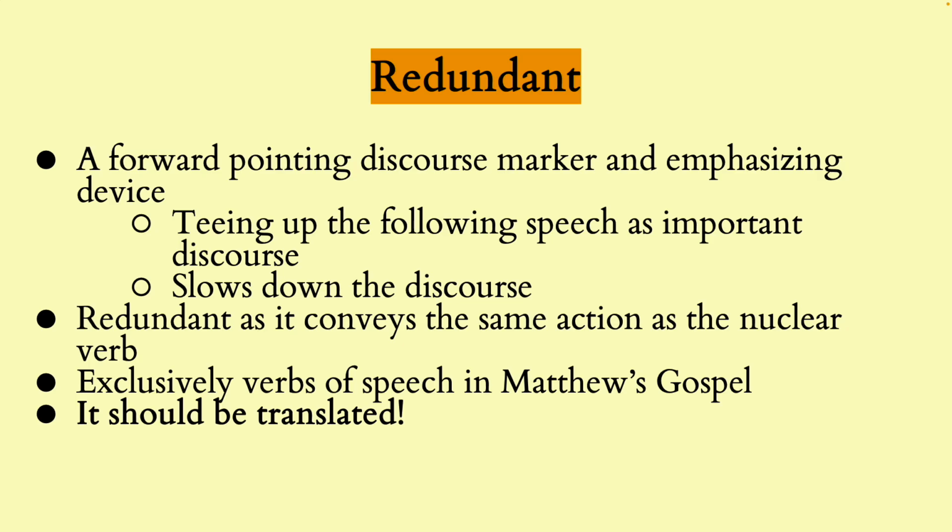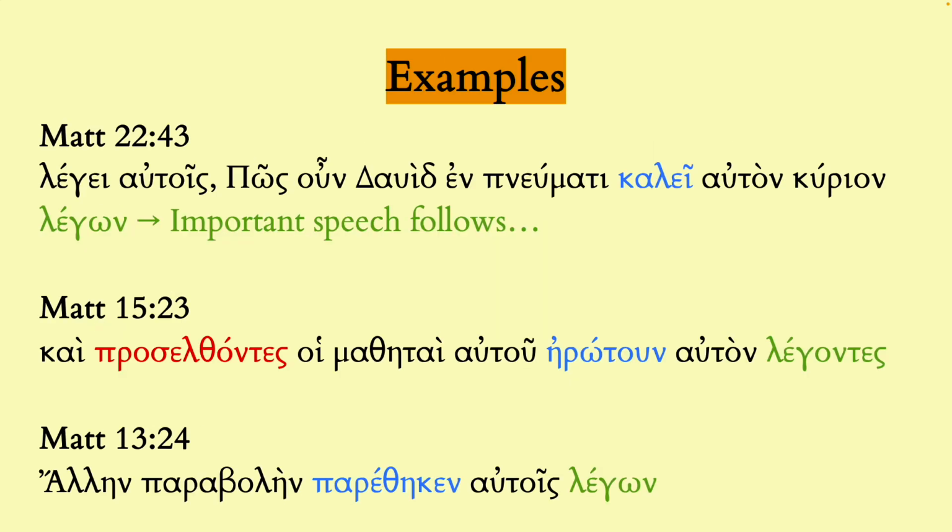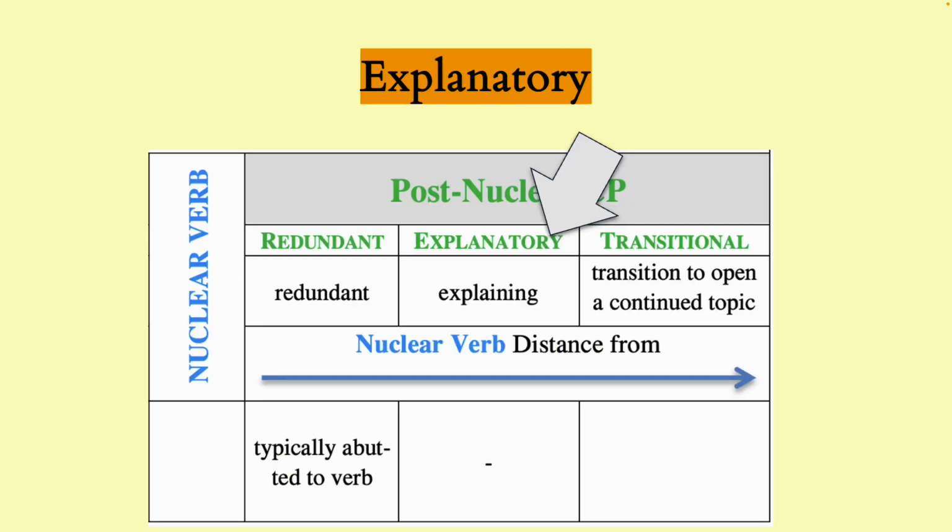And exclusively verbs of speech are used in Matthew's gospel. I would like to say that it should be translated because, well, the author chose to include it. Some examples we have here are Matthew 22:43: "He said to them, 'How then does David by the Spirit call him Lord?'" Saying, important speech then follows. And that saying should be translated because, well, choice implies meaning.